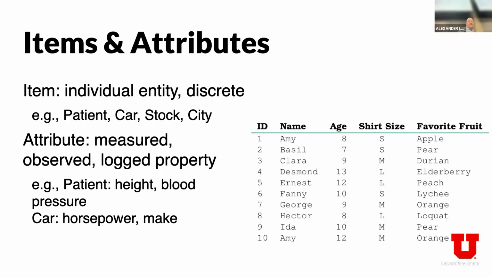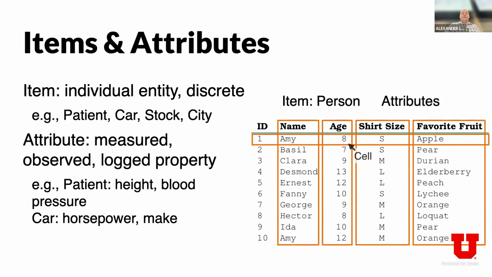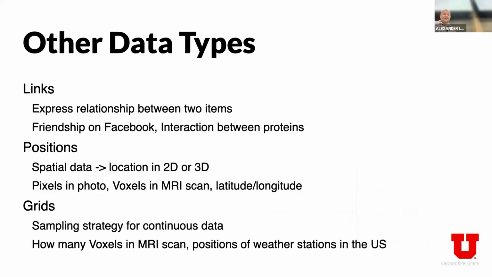And so in this example here, we have our items. These are the rows. The item here is a person. And then our attributes here are the name, the age, the shirt size, and the favorite fruit. And we typically refer to the intersection of the attributes and the items here as the cells.